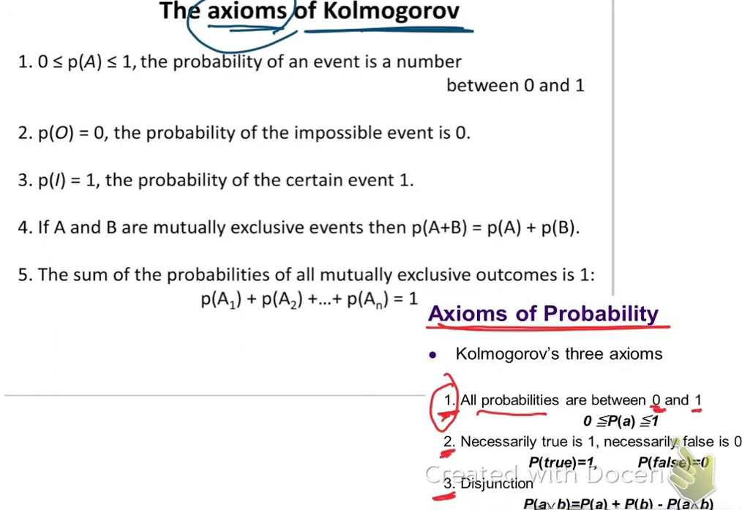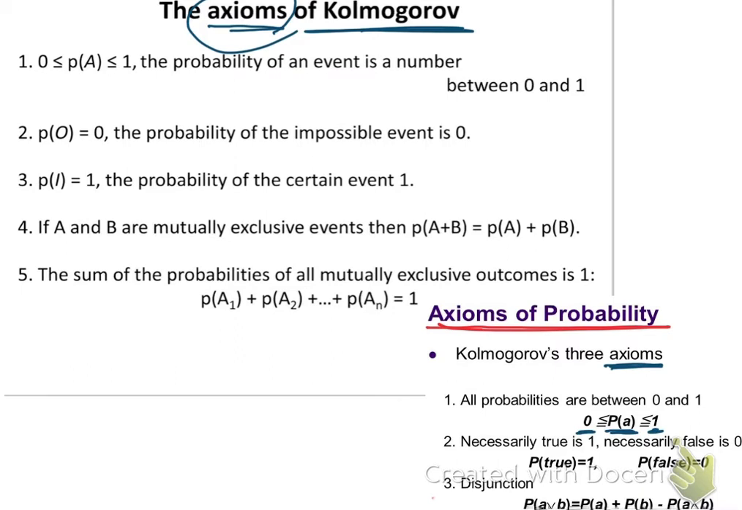So the probability of any event A, for example, is greater than or equal to 0, and less than or equal to 1. So you will never ever find any probability which is less than 0 or more than 1. This is the first principle, or the first axiom, which we have here.